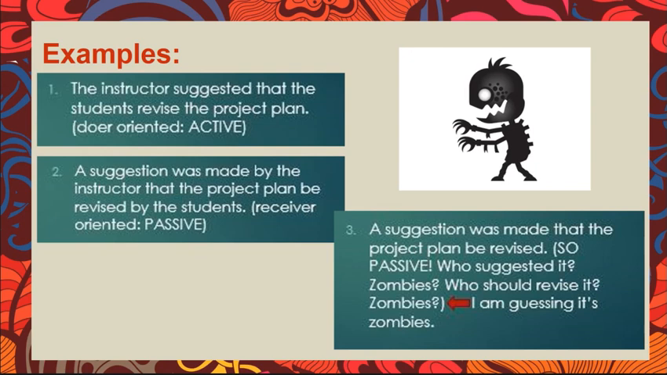We see a lot of this kind of writing in journalism for a very specific reason, to leave out accusatory language and to remain objective. But most of the time, we want to avoid this kind of very passive writing. A suggestion was made that the project plan be revised. By who? Who suggested it? Who should revise it? I'm going to guess it's zombies. That's just because anytime I'm given the opportunity to assume something is zombies, I'm going to assume it.